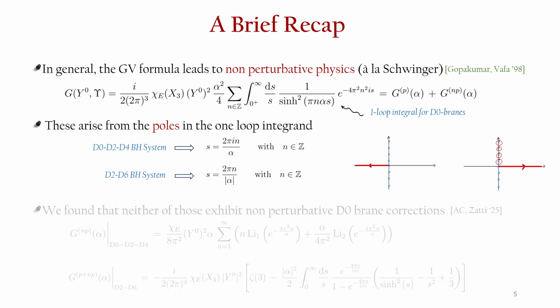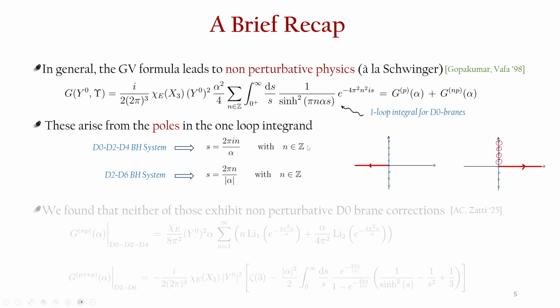In this regard, the two solutions that were discussed by Matteo are rather special. For instance, the D0-D2-D4 black hole system, the one uplifting to the black string, exhibits a purely real parameter. This means that the poles of this hyperbolic sine lie completely along the imaginary axis. On the other hand, for the D2-D6, the fact that the parameter is now purely imaginary means that this hyperbolic sine is converted into a sine, and therefore the poles now lie completely along the real axis. So they are completely rotated by ninety degrees.